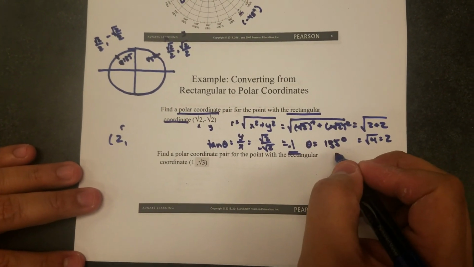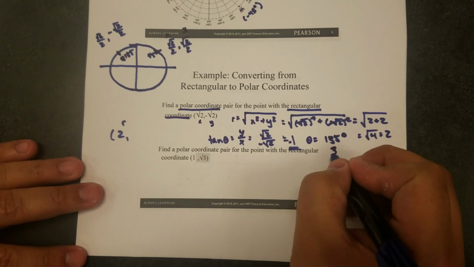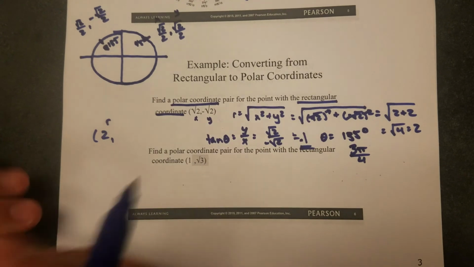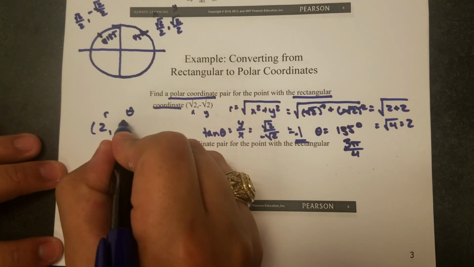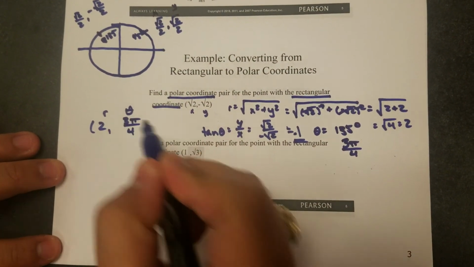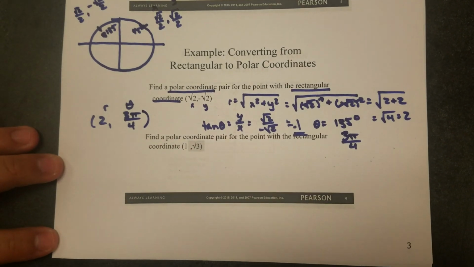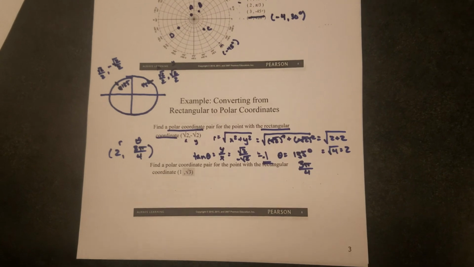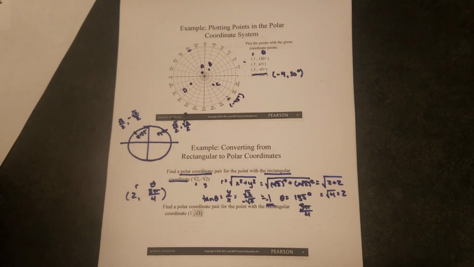Or 3 pi over 4. Same thing. So theta here would be 3 pi over 4. Okay. So I'm going to leave you with just this one example here.